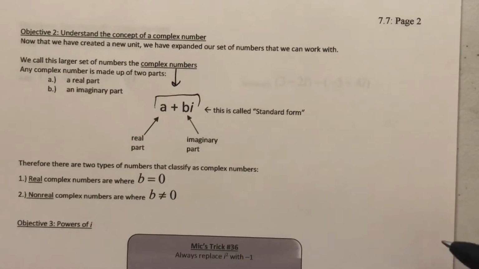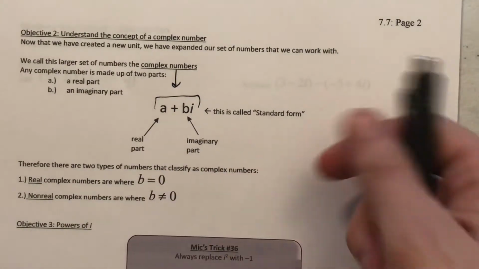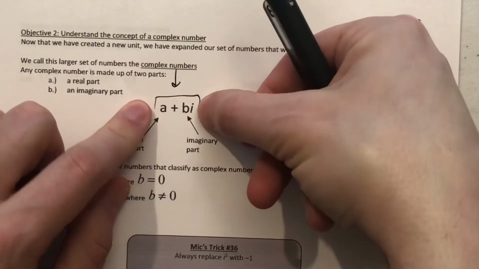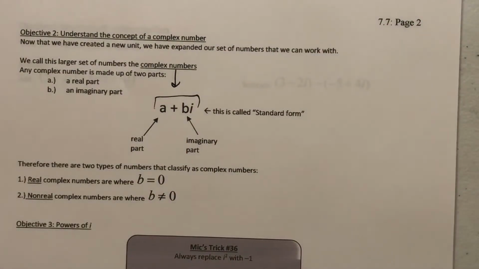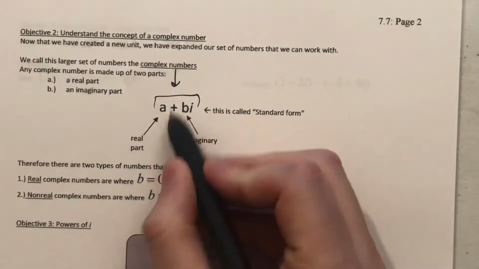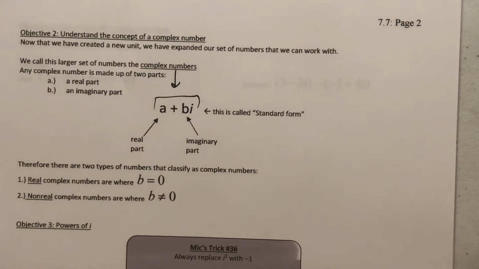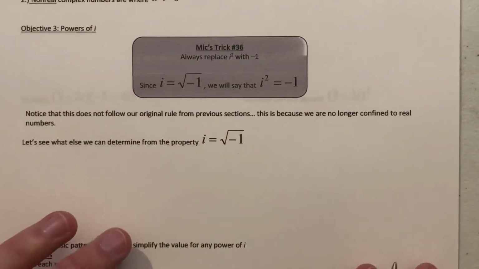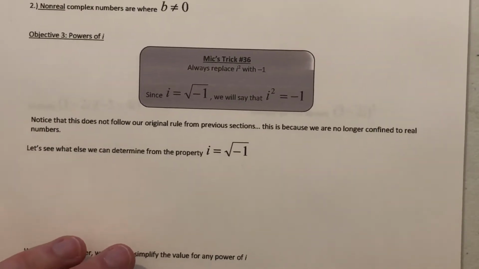So with that in mind, it can have either part. Complex numbers could be just a real number, just an imaginary number, or the combination of the two. So complex numbers are this much bigger system of numbers that include every real number, every imaginary number, and all the combinations of them. We're not going to do a whole lot in this chapter or in this class with imaginary numbers, but we will deal with things involving i and powers of i.